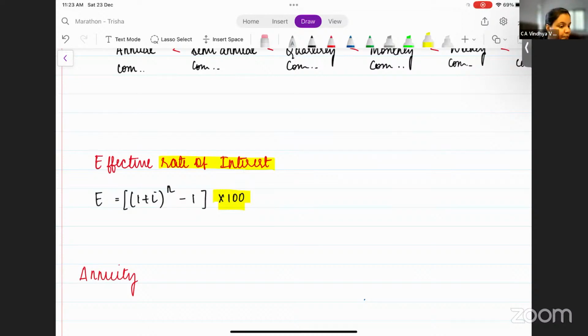Quickly give an OK mark, that is a thumbs up in the chat box. I'll start with the questions of simple interest and compound interest now. Once we're done with the questions, we'll come back and do the concepts under annuity.